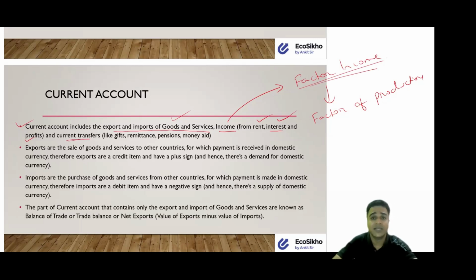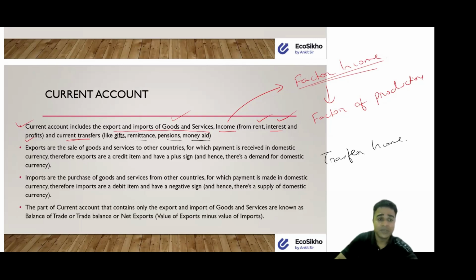Current transfers are completely different from factor income. Current transfers are also known as transfer income. Just like you have factor income, we have transfer income. Transfer incomes are the incomes that you receive without rendering any factor services, like gifts, remittances, pensions, money aid, etc. So to summarize, the current account is where you record all the export and import of goods and services, all the factor incomes and payments, and all the transfer incomes and payments.